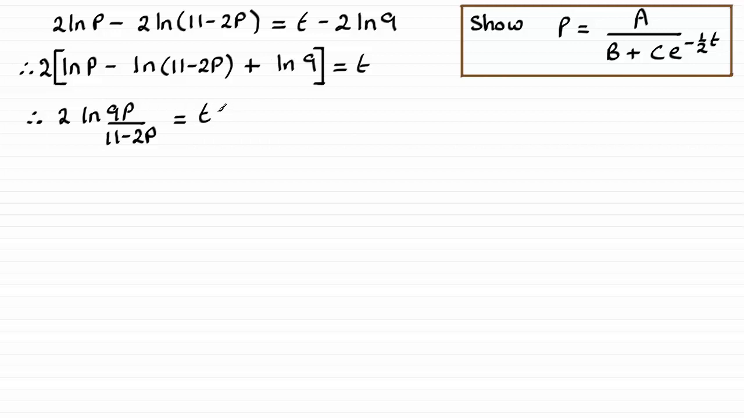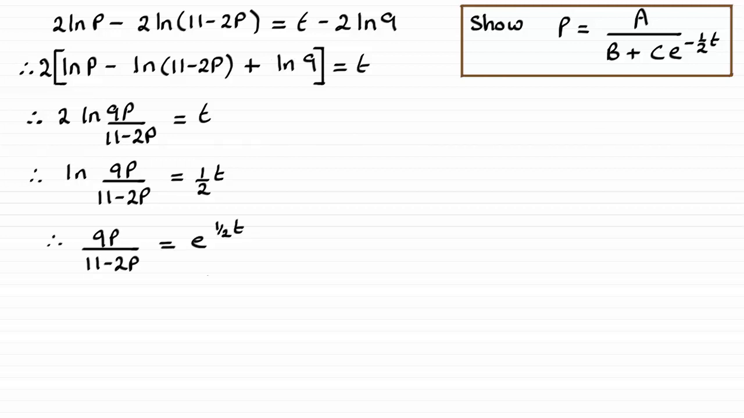Okay, so what would we do next? Well, I'd divide both sides by this 2, and that would be t over 2 here. But I can see that we're going to get a half t, so I'm going to just call this a half t, and we end up with that line there. Now I'm going to anti-log both sides, that is get rid of this log here, and we should be familiar with this. This would be 9p all over 11 minus 2p would equal e to the power a half t. So we get that line.